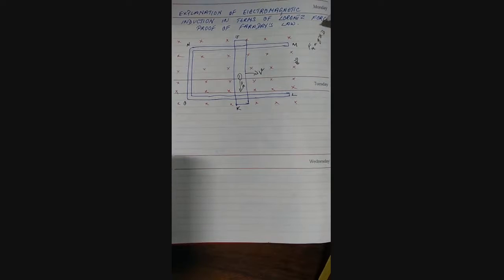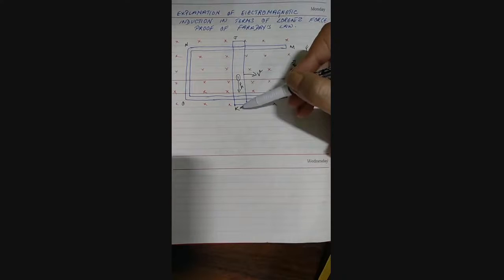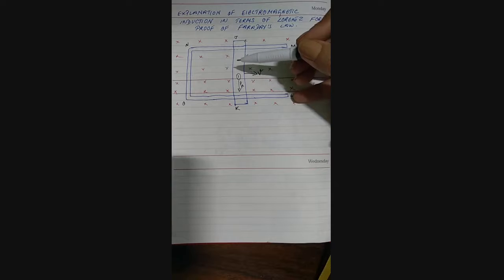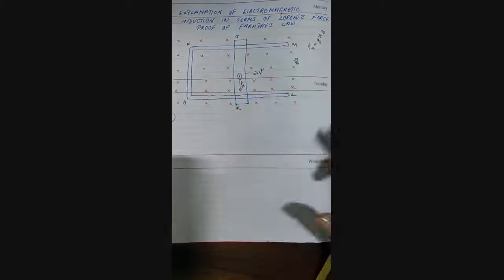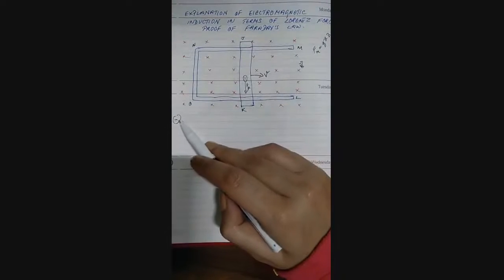Now, due to the motion of the conducting rod, the free electrons present in the rod are acted upon by a magnetic force of magnitude QVB, which takes the electrons from end J of the rod to end K. So due to this force, the electrons will move towards K and positive charge will be collected over here at J. Since a closed circuit is available to the electrons, they drift along the path. This minus sign is for the electron.